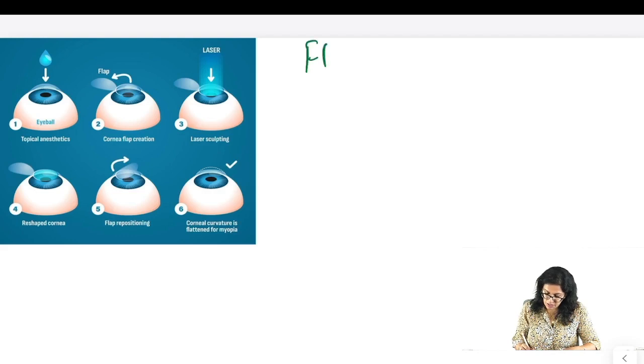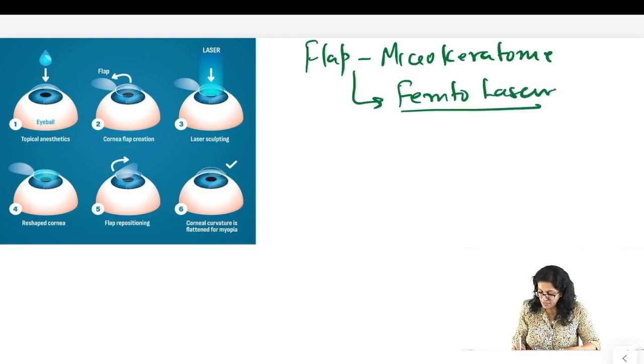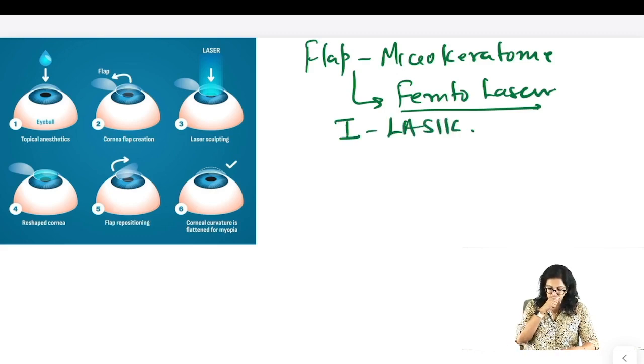The flap can be raised either with a microkeratome, or you also know that sometimes we can use femto laser to raise the flap. If we use femto laser to raise the flap, then we call it iLASIK or Z LASIK. After this, which laser are you applying to sculpt the cornea? You will answer this is your excimer laser.